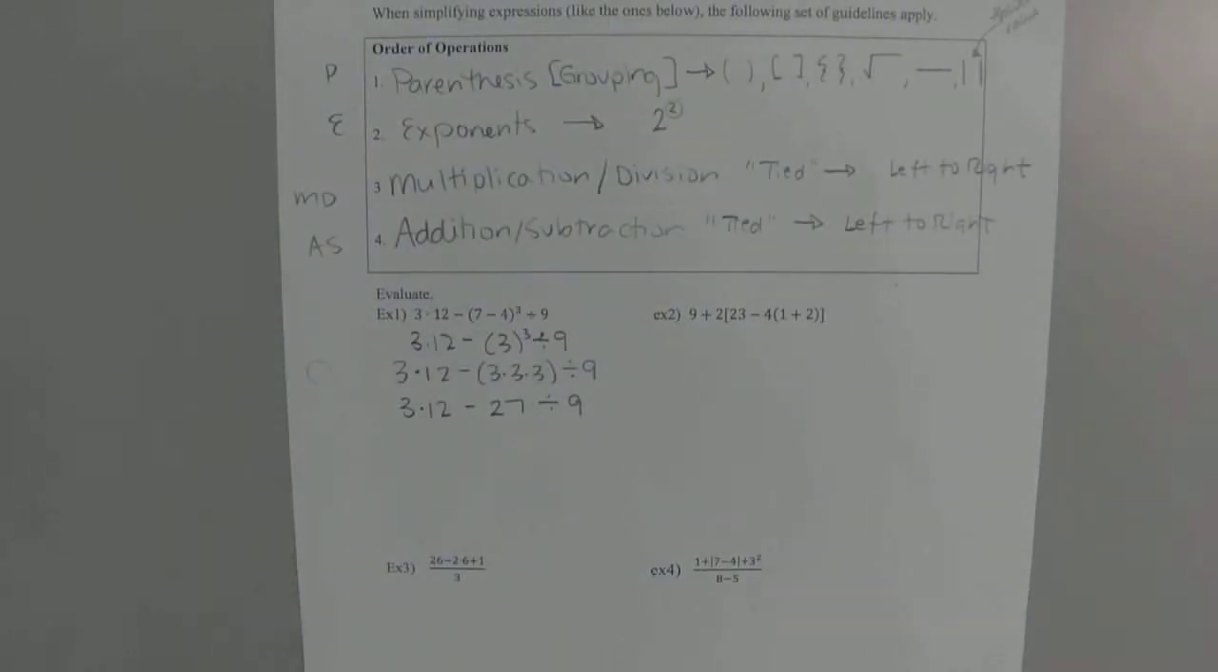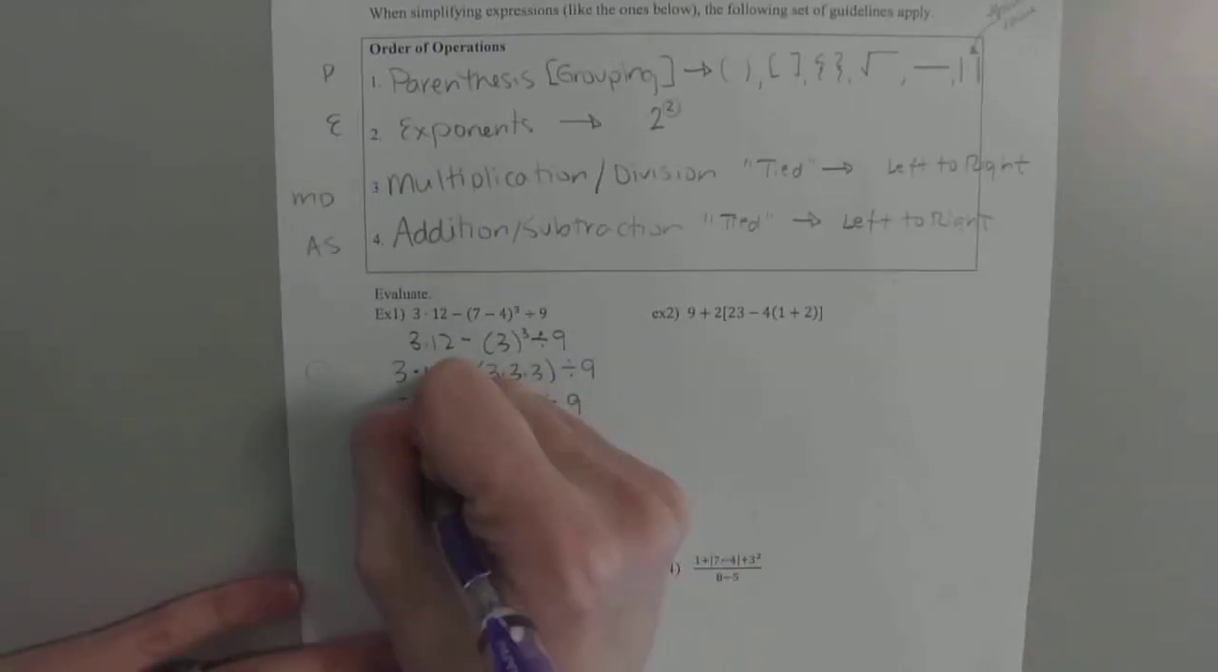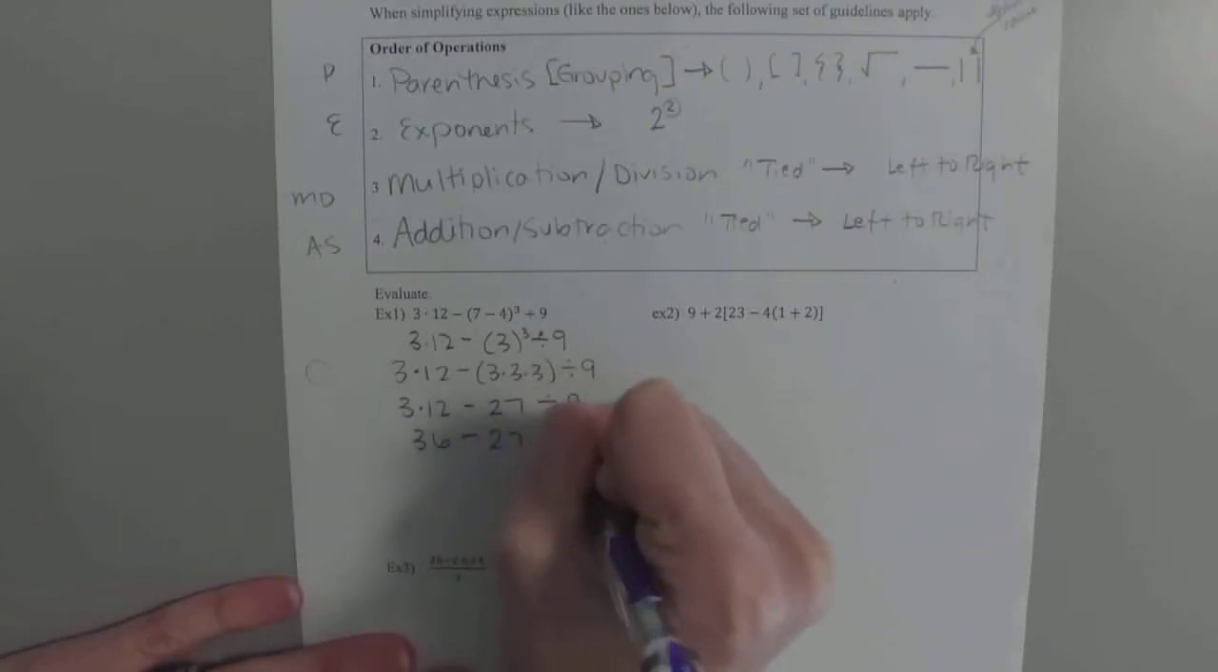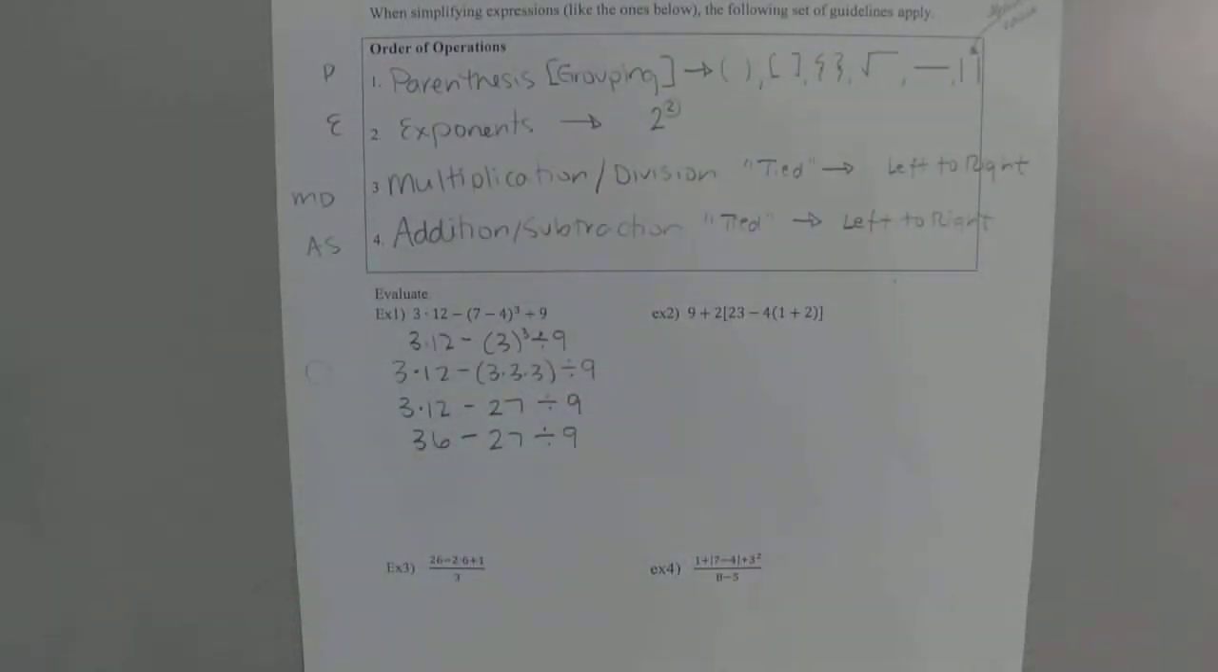All right. So we actually still have 3 operations going on. We have multiplication, subtraction, and division. So which one are we going to do first? Multiplication, because multiplication and division are tied, and it's the first one, right? So that's 36 minus 27 divided by 9.